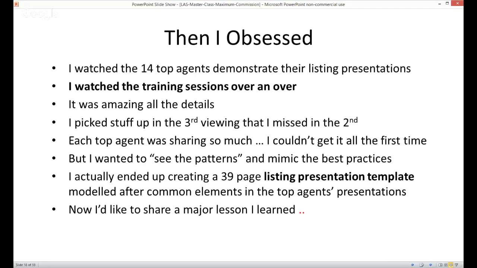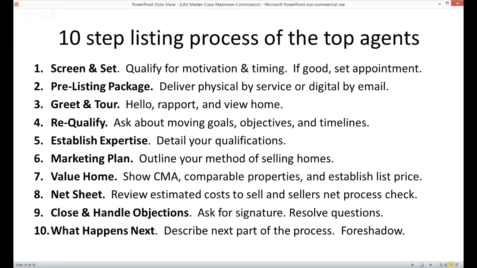Now I'd like to share with you a major lesson that I learned, okay? In order to understand where I'm going in the big process of listings, I'm going to put up this 10-step listing process of the top agents. This was kind of the pattern that I saw after looking at so many of them. First, they screen and set. When that call first comes in, they ask the qualifying questions and find out motivation and timing. Then they collect data. If it's good, they set that appointment. And then they send out a pre-listing package to pre-sell them.